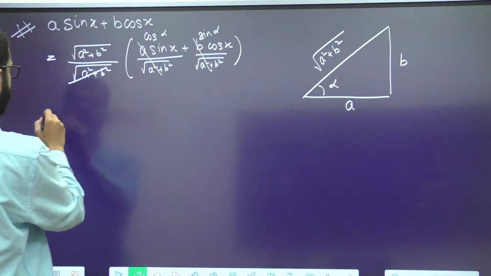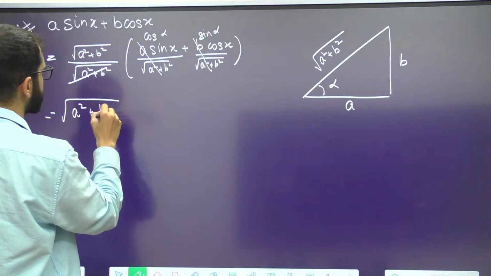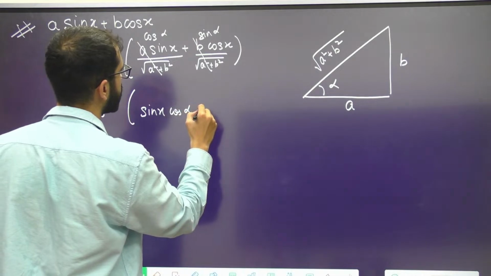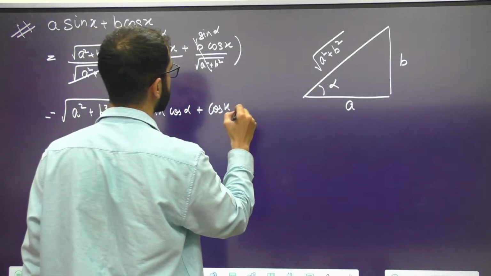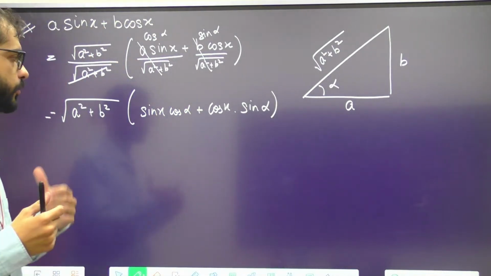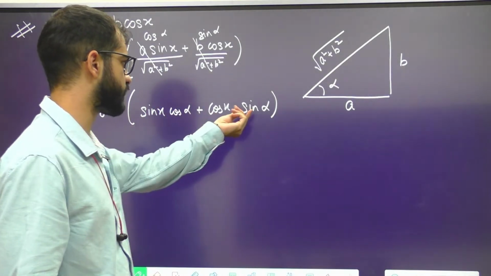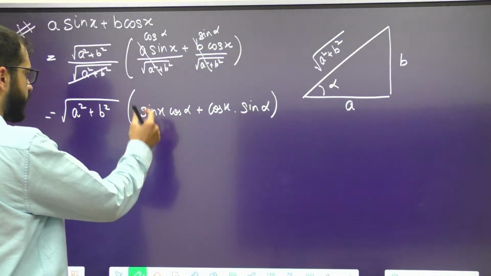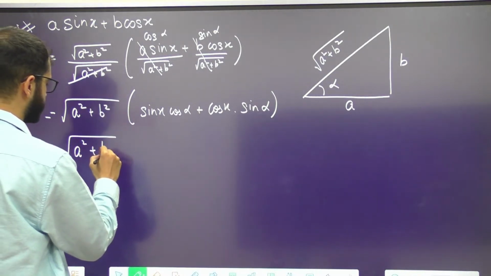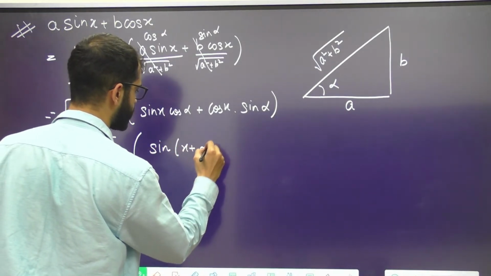So let's see what have we created. We have an expression over here, under root a square plus b square multiplied with sin x cos alpha plus cos x multiplied with sin alpha. So now in our previous lectures we have derived a result which says sin x cos alpha plus cos x sin alpha can be written as sin of x plus alpha. This can be written as sin of x plus alpha.